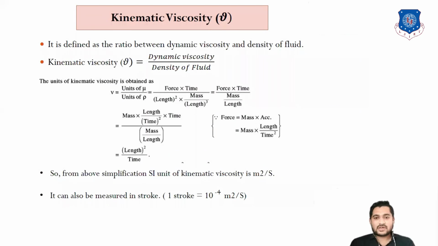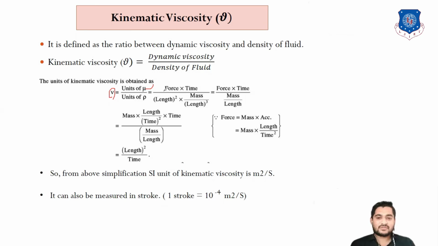Okay, so now let us understand what we mean by kinematic viscosity. It is basically the ratio of the dynamic viscosity to the density of the fluid. It is generally denoted by nu. Let us derive the equation for the kinematic viscosity. So kinematic viscosity nu is equal to dynamic viscosity divided by density rho. So let us derive the SI unit.